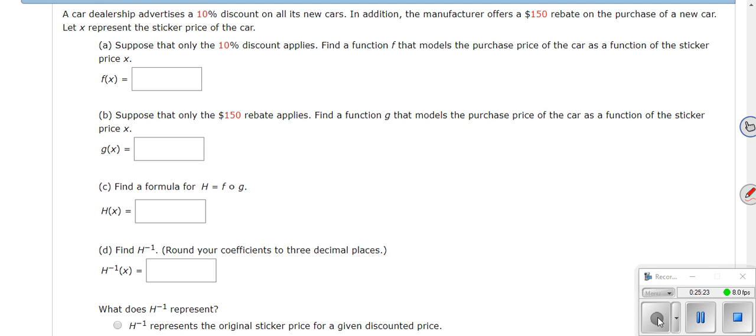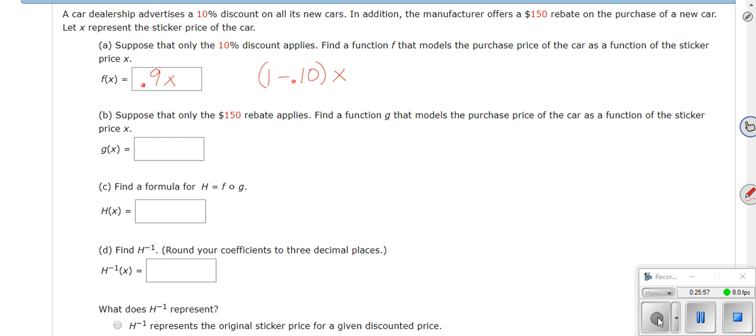So suppose part A here that only the 10% discount applies. So essentially we're taking the full price of the car minus 10% and then taking that times the sticker price. In my mind, I don't even really think of it that way. I think of it as if it's 10% off, I'm paying 90% of the sticker price. When I go shopping and something is 20% off, I am looking at the tag and taking it times 0.8 in my mind. It just avoids the step of subtracting.